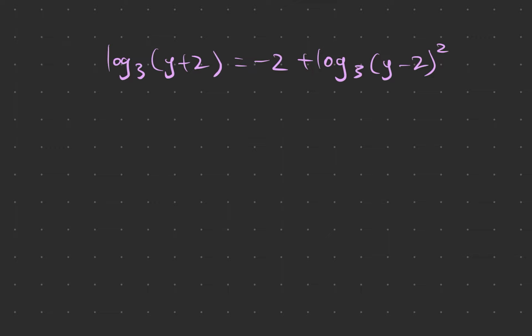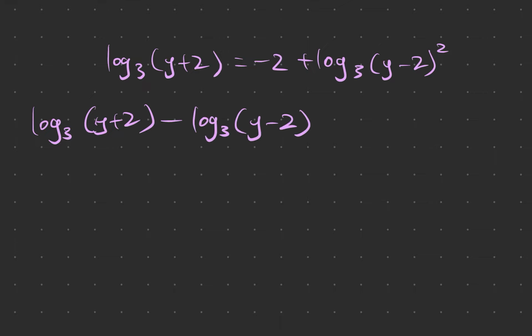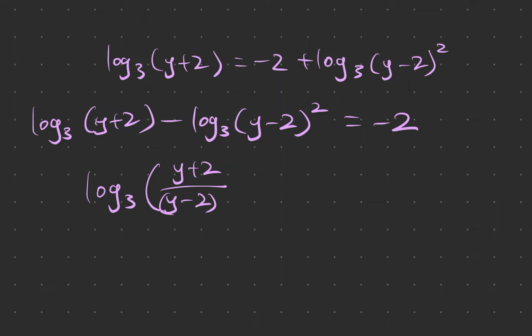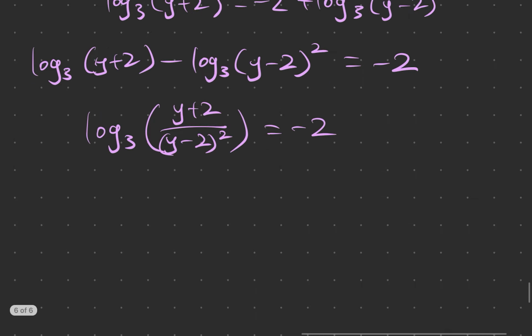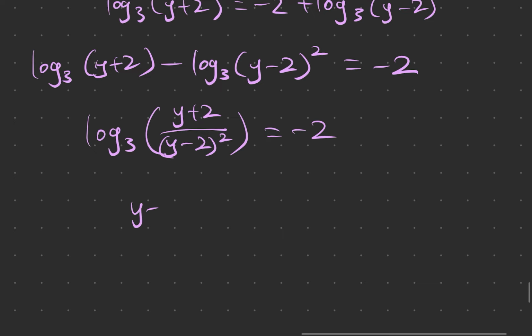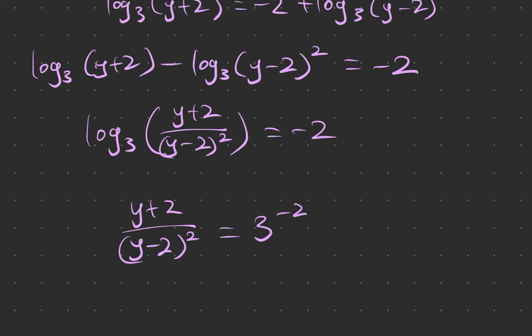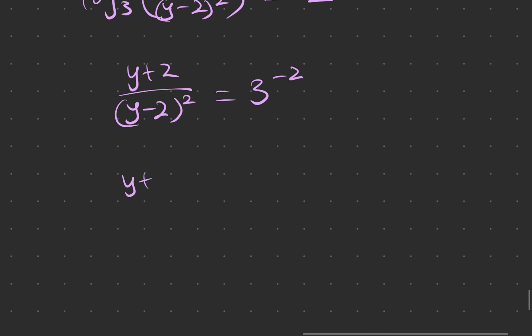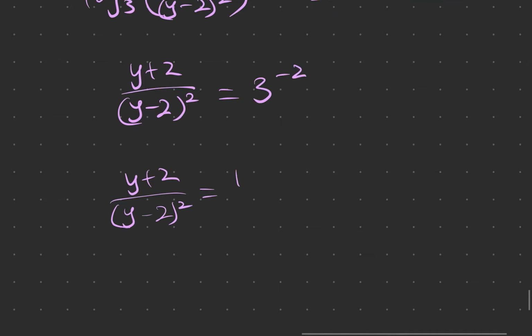What I'm going to do is bring all the logs to the left-hand side, so I get log base 3 of y plus 2 minus log base 3 of y minus 2 squared equals negative 2. Using the quotient law, I can combine the logs together. So log base 3 of y plus 2 over y minus 2 squared equals negative 2. So y plus 2 over y minus 2 squared equals 3 to the power of negative 2, which is 1 over 9.